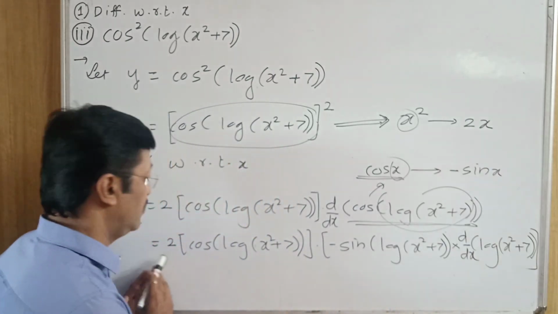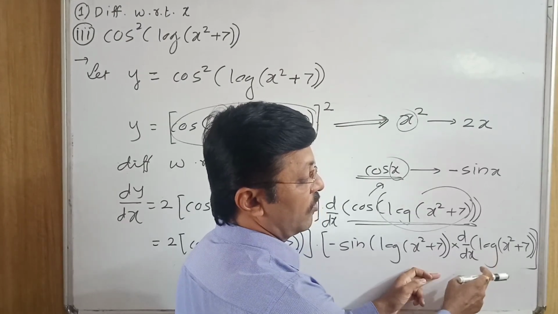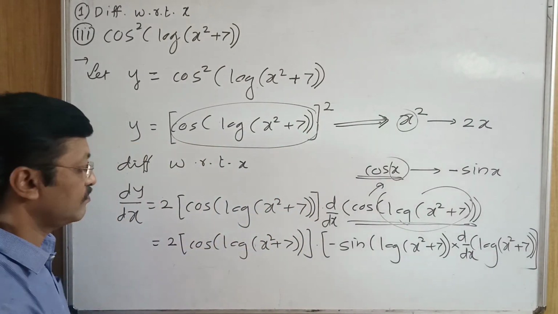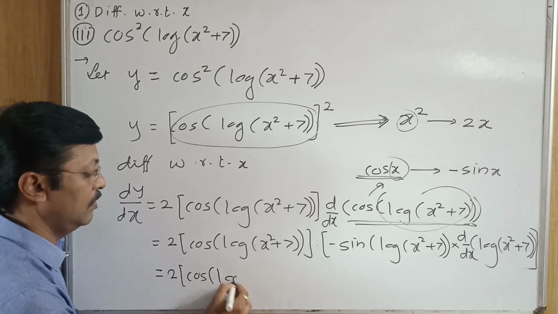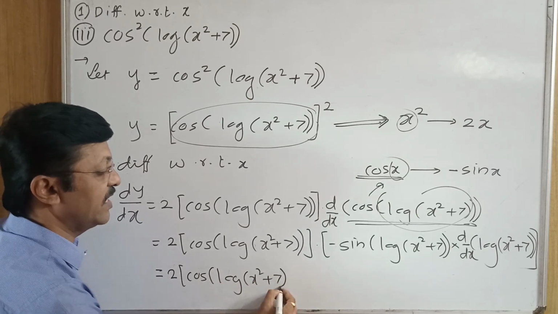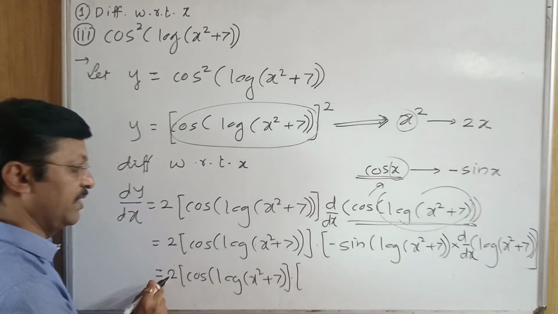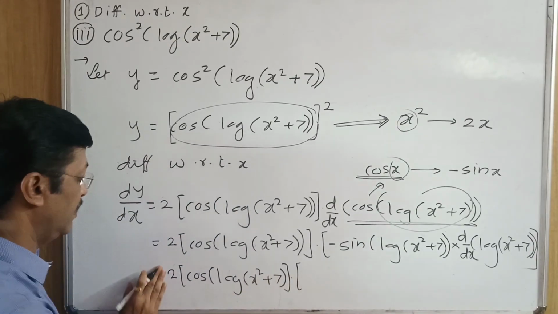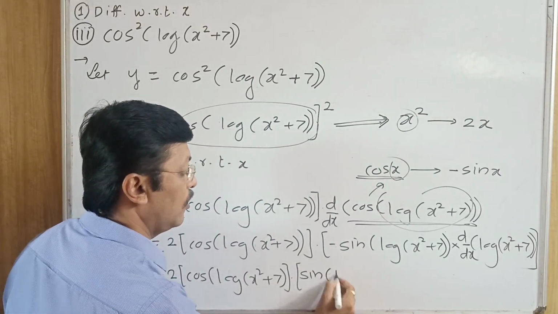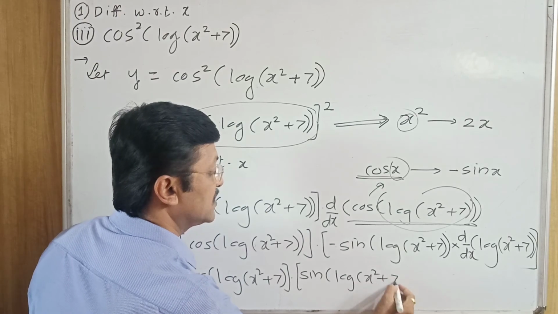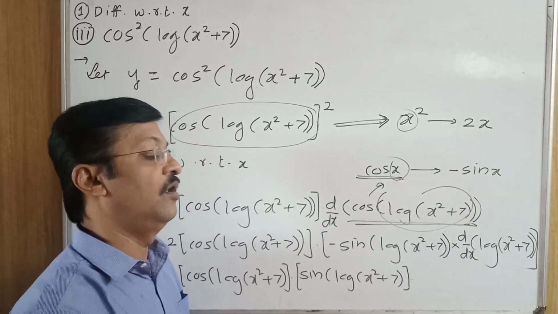So in the next step we shall repeat this whole part up to this, and just d by dx of something is asked. That has to be found out. So I shall repeat this step, and I write this as 2 into cos of log of x square plus 7 into minus, this minus sign can be written in the beginning also. So I can write in the beginning, it's minus 2 cos of log of x square plus 7 into sine of log of x square plus 7 and then into this part, d by dx of log of x square plus 7.